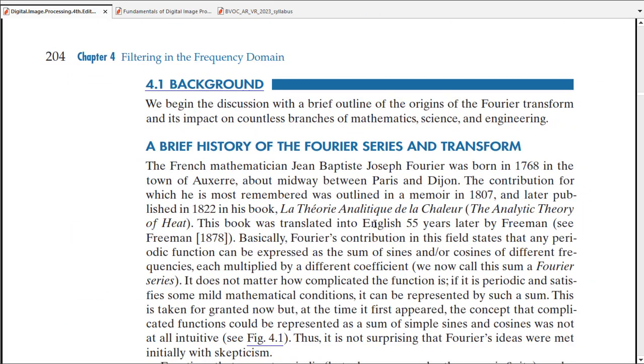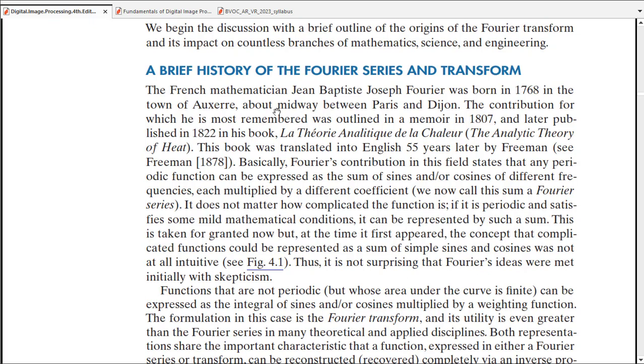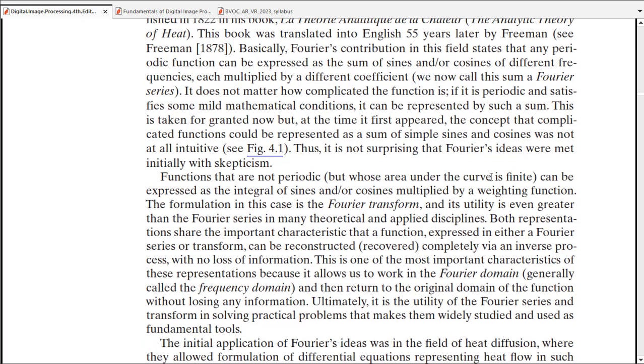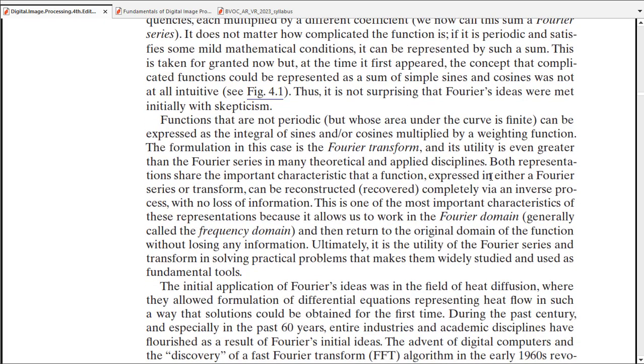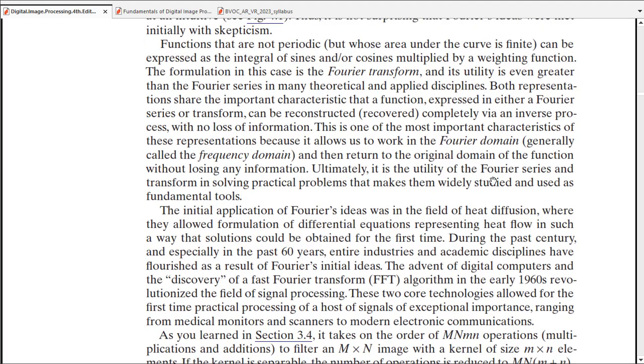In this frequency transformation, before that, we discuss the Fourier series and transformation. The French mathematician Jean-Baptiste Joseph Fourier was born in the year 1768 in the town of Auxerre, about midway between Paris and Dijon. He developed the Fourier transformation for periodic or non-periodic functions. The Fourier domain is what we call the frequency domain.